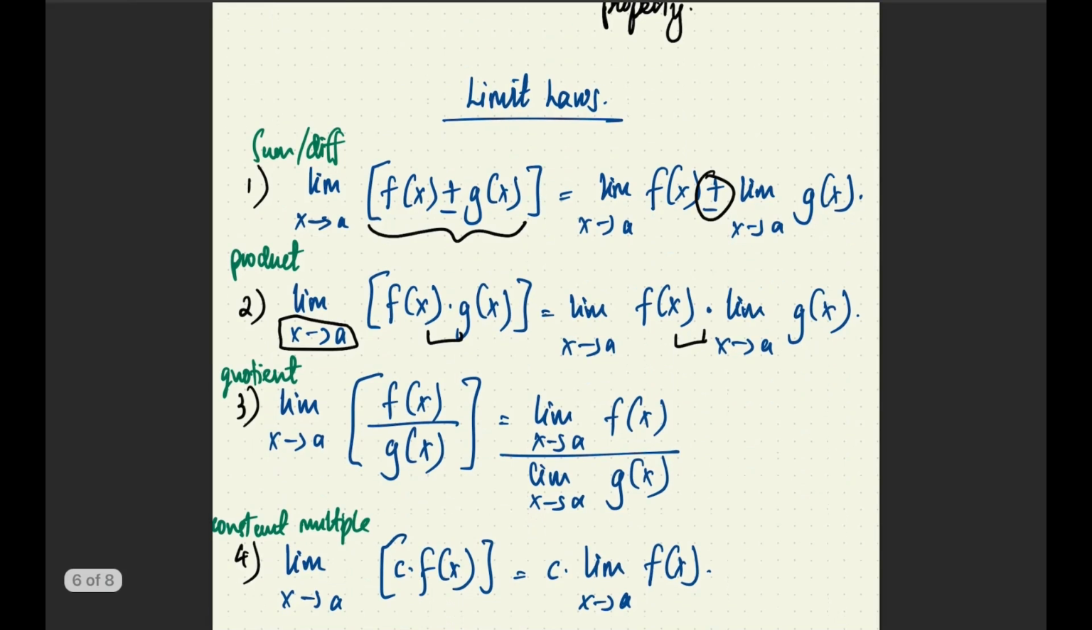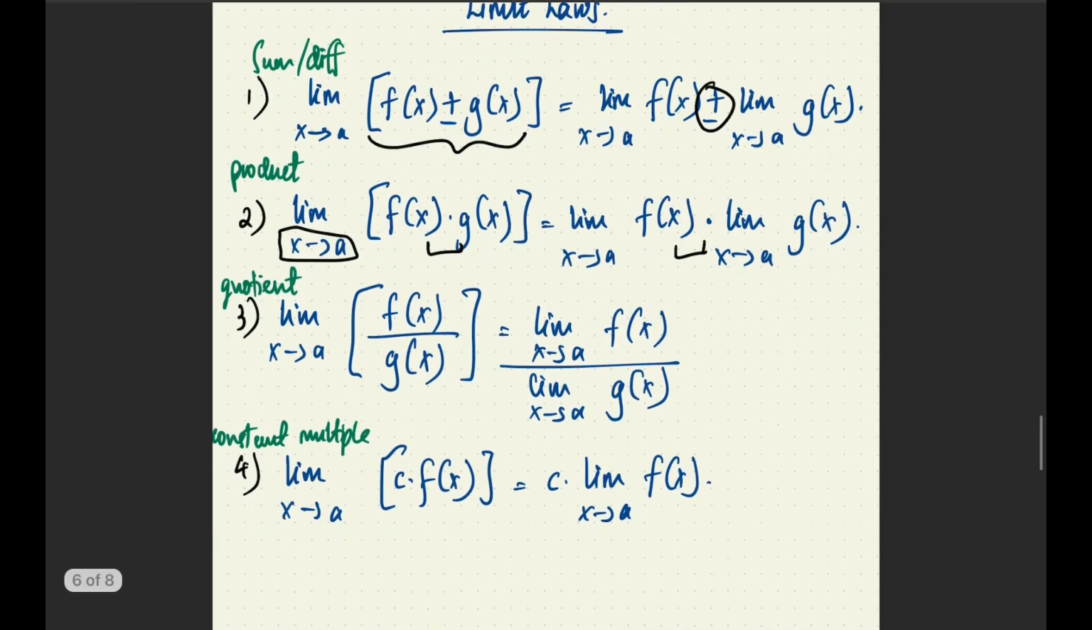So this tells us that the limit of a quotient is the quotient of the limits. So the limit of f of x over g of x is the same as the limit of f of x divided by the limit of g of x as they approach a certain number a. The fourth law is the constant multiple law. So this basically says that the limit of a constant c multiplied by a function is the same thing as the constant multiplied by the limit of the function.